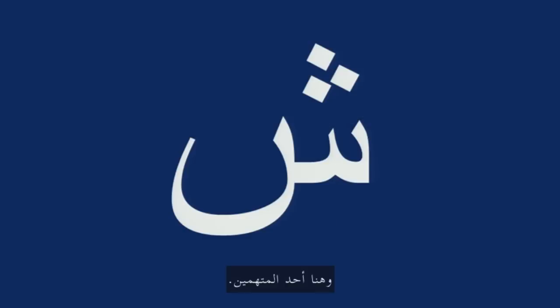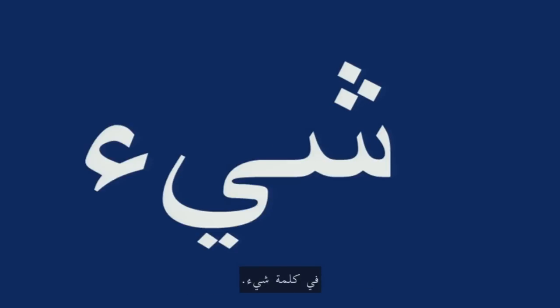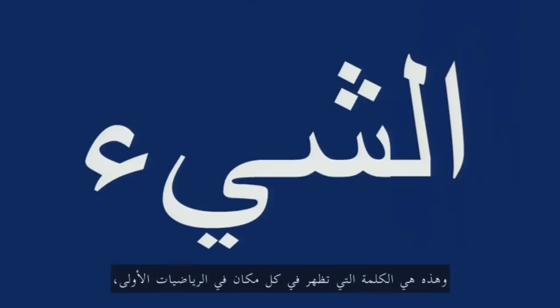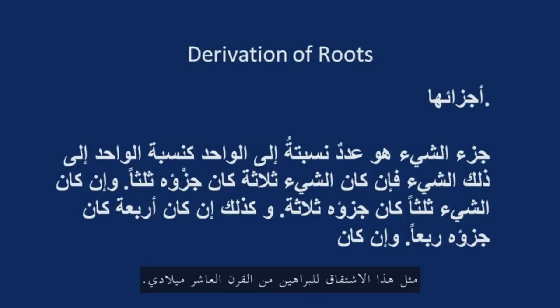Also, those very sounds tend not to be represented by the characters that are available in European languages. Here's one of the culprits. This is the letter sheen, and it makes the sound we think of as sh. It's also the very first letter of the word shay'un, which means something, just like the English word something, some undefined, unknown thing. Now, in Arabic, we can make this definite by adding the definite article al, so this is al-shay'un, the unknown thing. And this is a word that appears throughout early mathematics, such as this 10th century derivation of proofs.